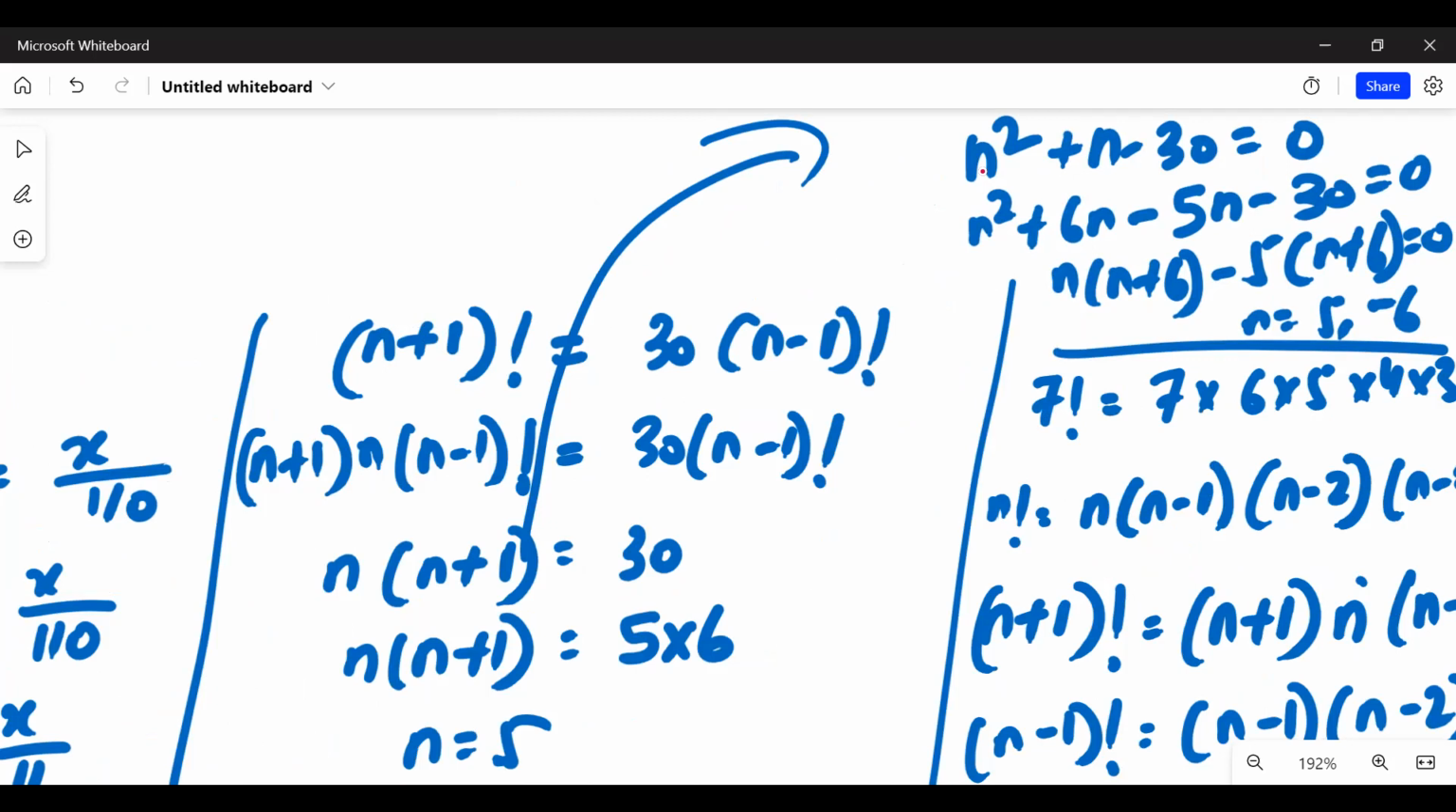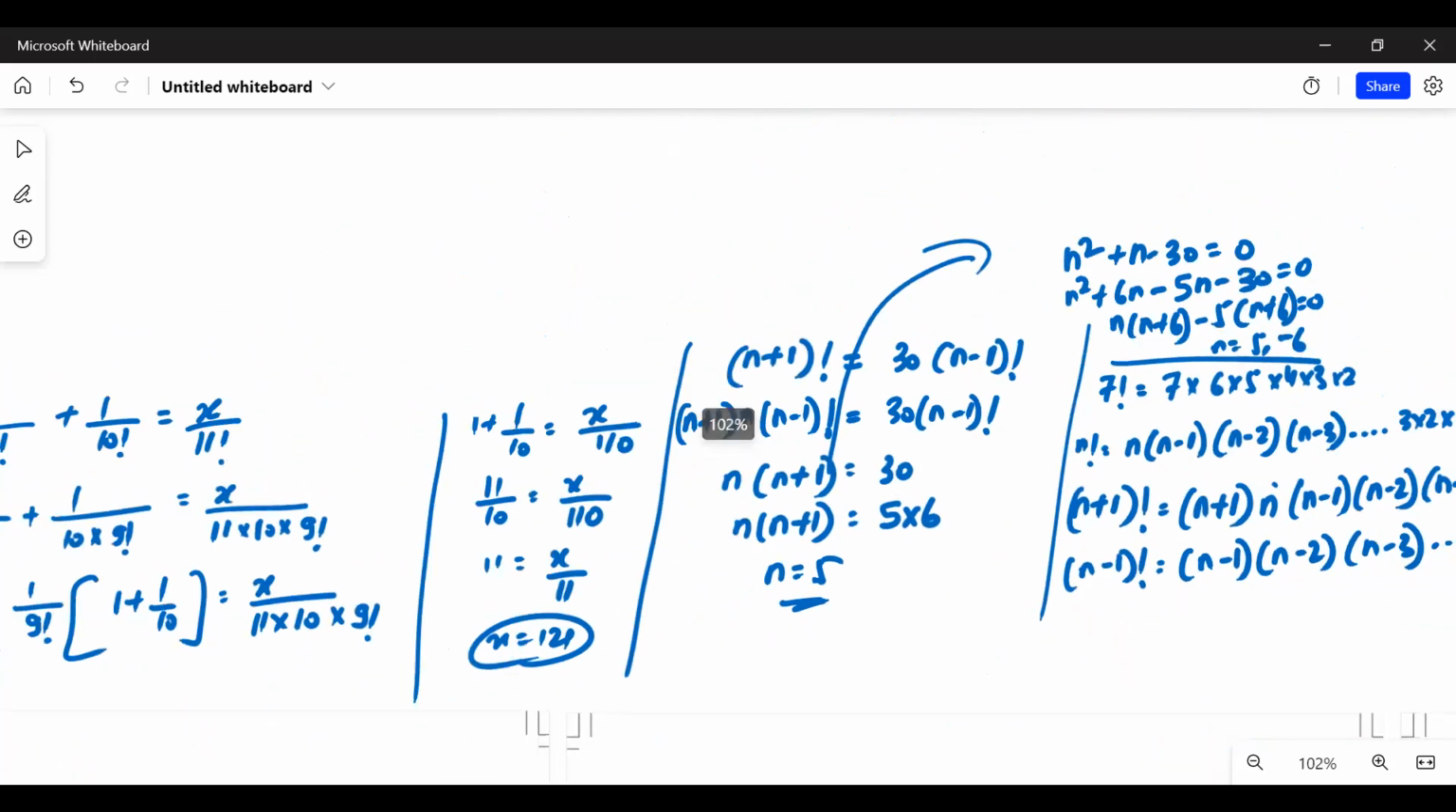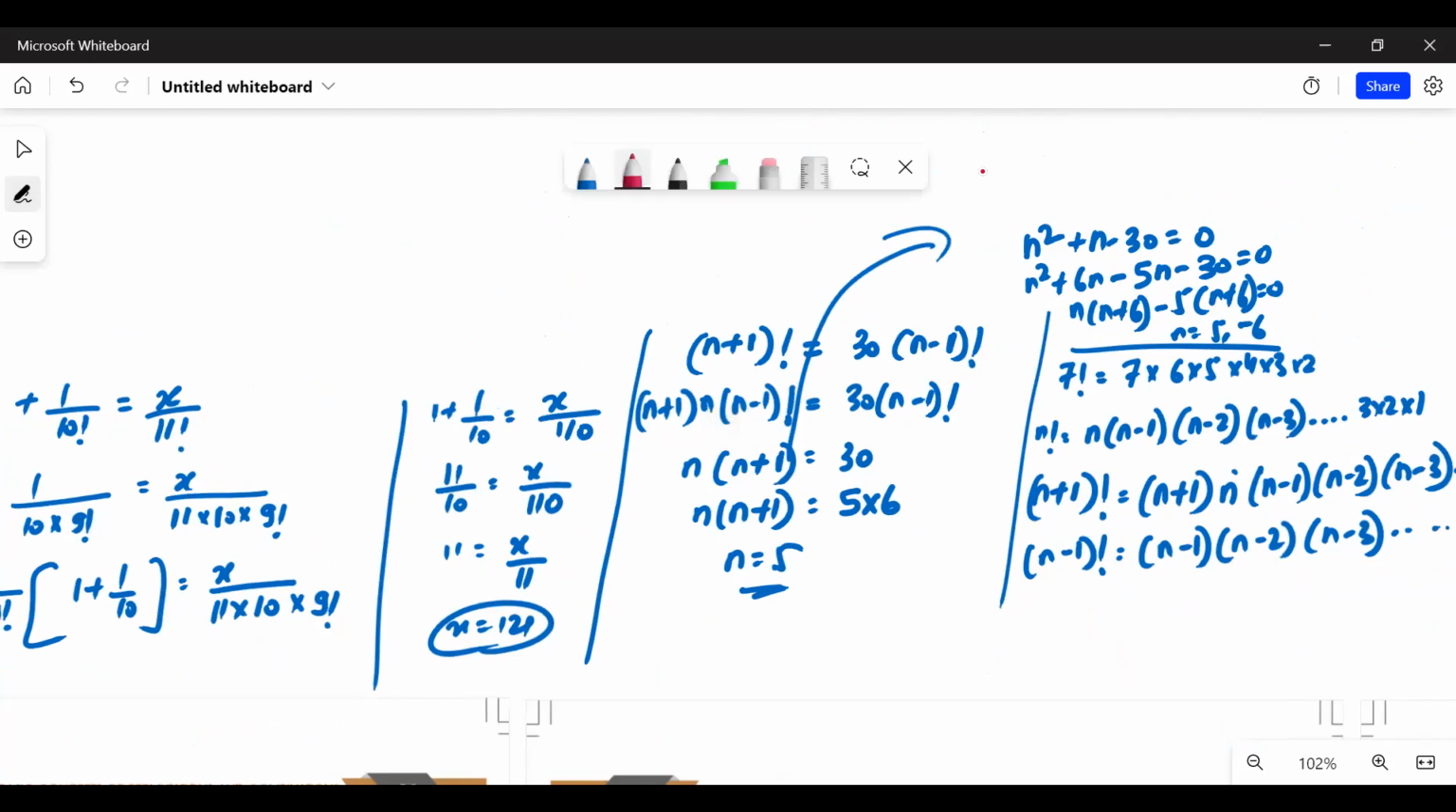You have already studied how to solve quadratic, and understood. Anyone have any doubt? Ask me. Sir, can you please explain that 7 factorial thing again?